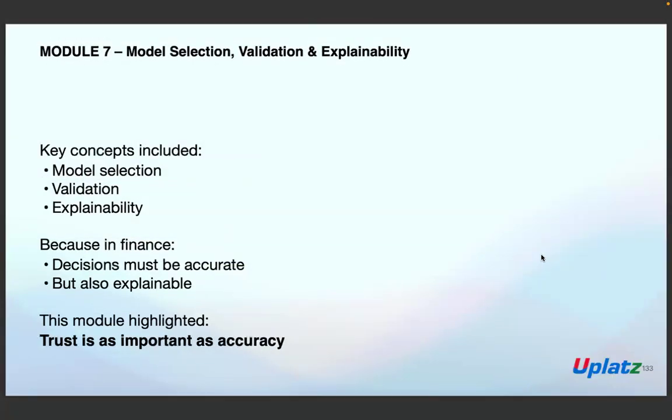In the seventh module, we discussed model selection, validation, and explainability. Key concepts include model selection, validation, and explainability, because in finance, decisions must be accurate but also explainable. This module highlighted that trust is as important as accuracy.